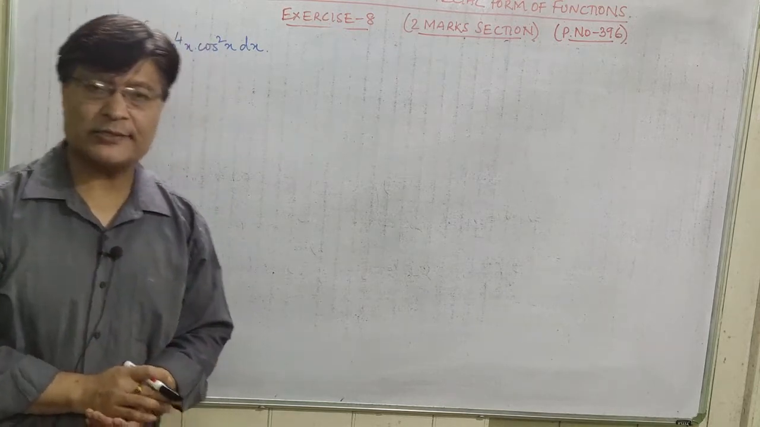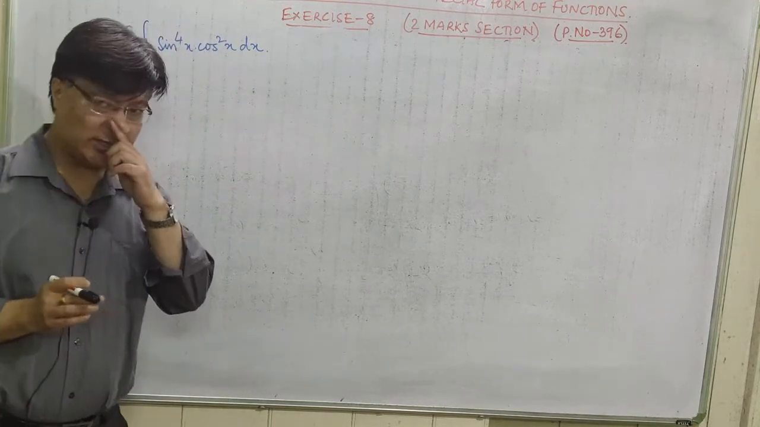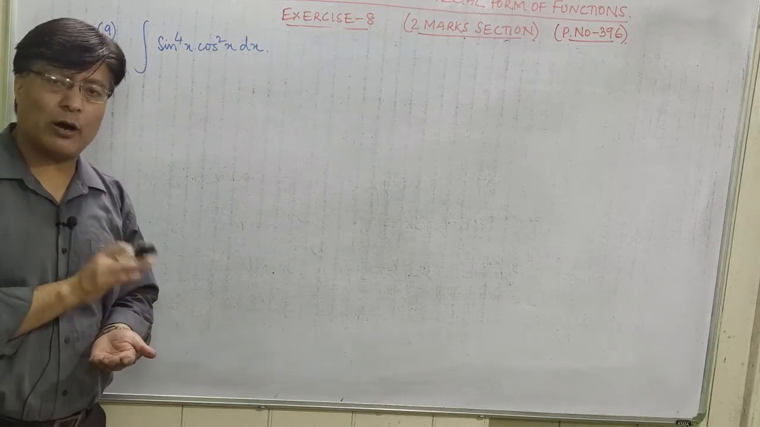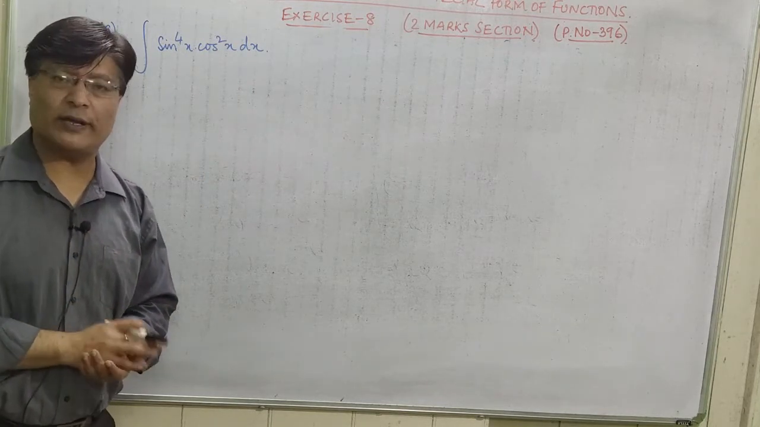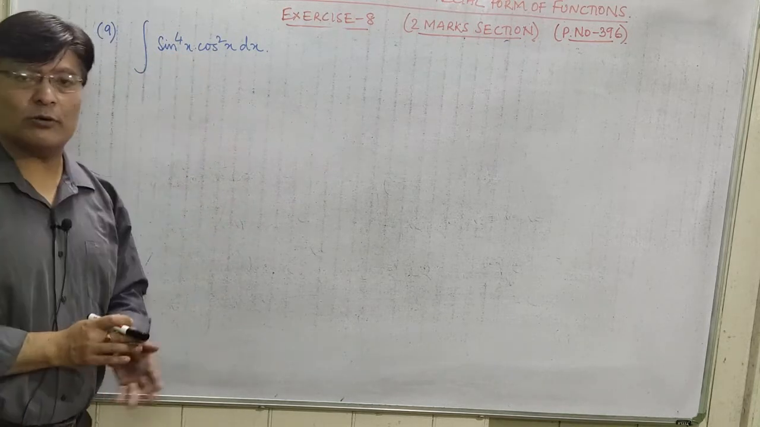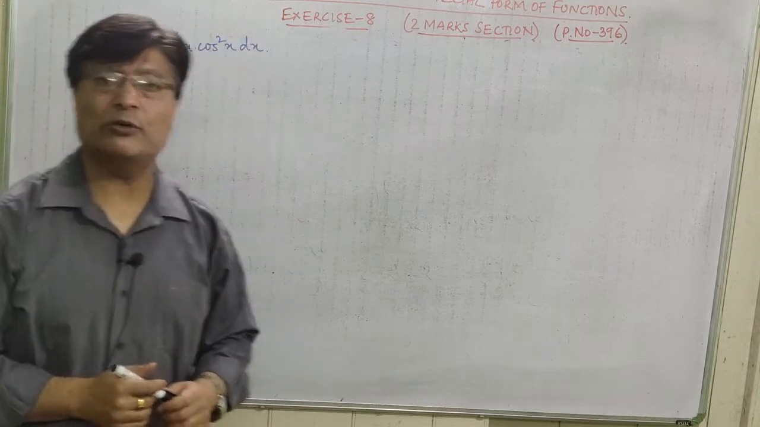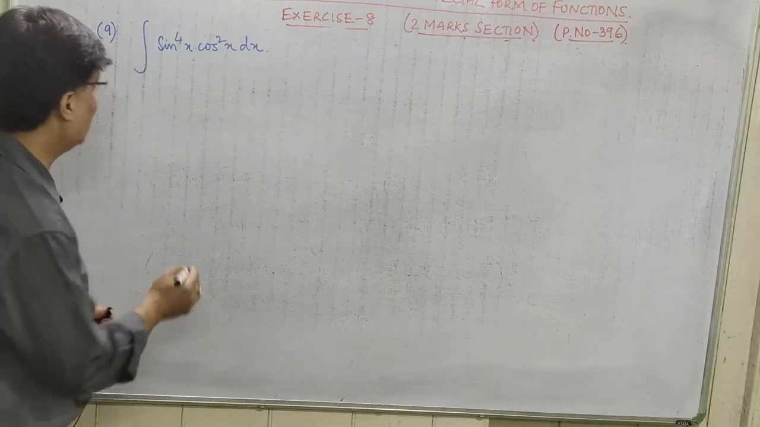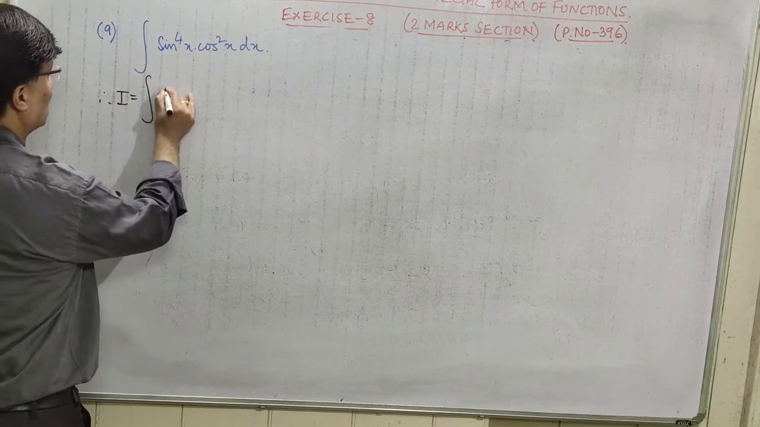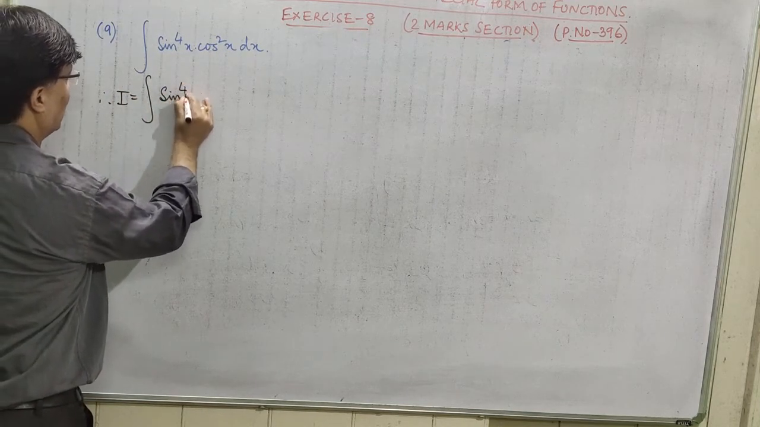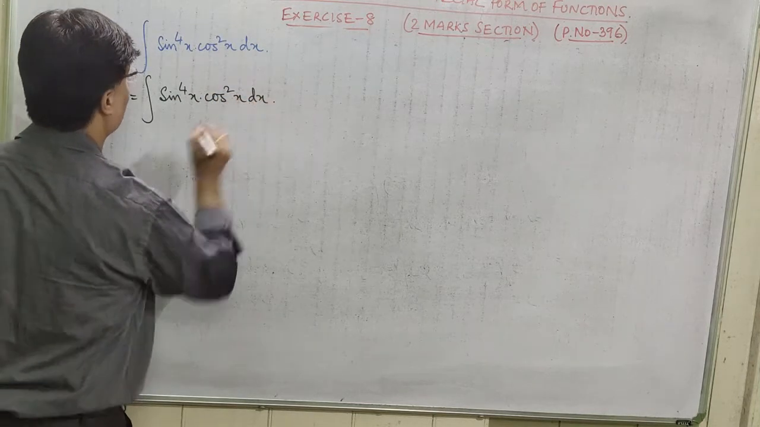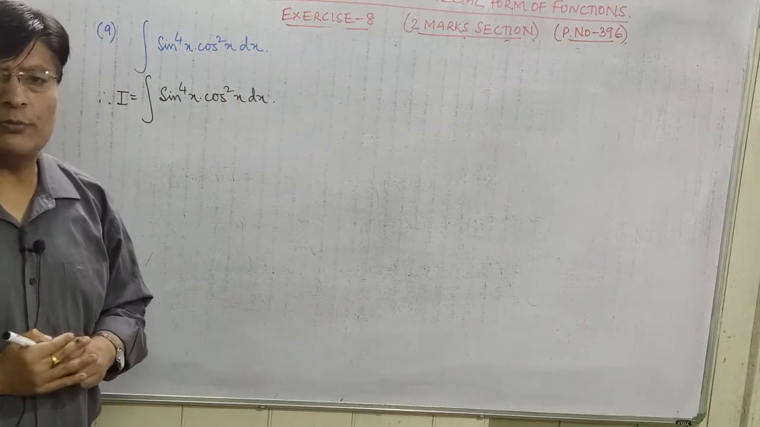Now in this case also both the functions, sin x and cos x, are there, and both the powers are even. One is sin to the power 4x and the other one is cos square x. So here also both the powers are even. So you should convert into multiple angles form. Okay, so let us write it as I is equal to integration of sin to the power 4x into cos square x dx.